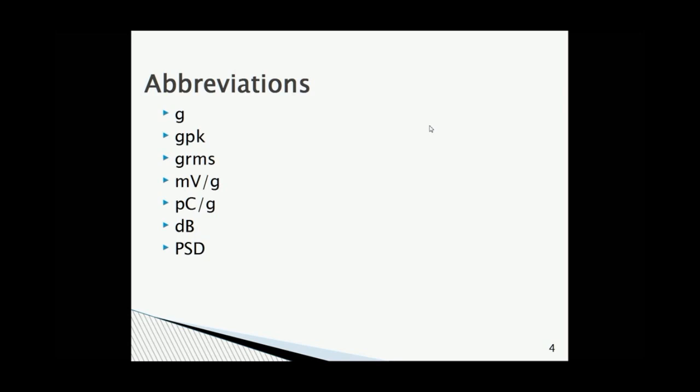Today's topics are abbreviations and definitions that you will encounter in the vibration test field. Some of the major abbreviations that you will encounter are G's, G's peak, G's RMS, millivolts per G, picocoulombs per G, decibels, and PSD, which stands for power spectral density.